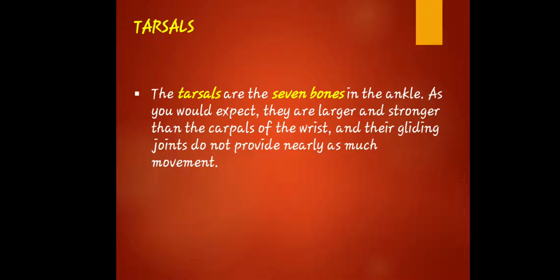Tarsals. The tarsals are the 7 bones in the ankle. As you would expect, they are larger and stronger than the carpals of the wrist, and their gliding joints do not provide nearly as much movement. The major function of tarsal bones is to help form the main arches of the foot, which is essential for weight bearing and walking. That's why we can bear something heavy and we can walk because of the tarsals.